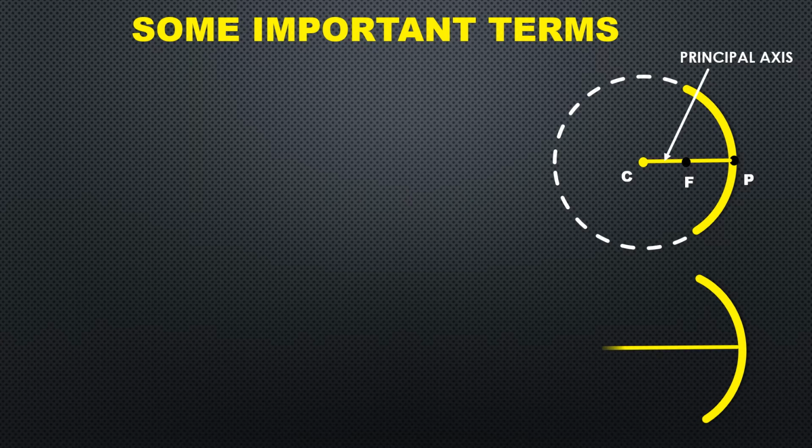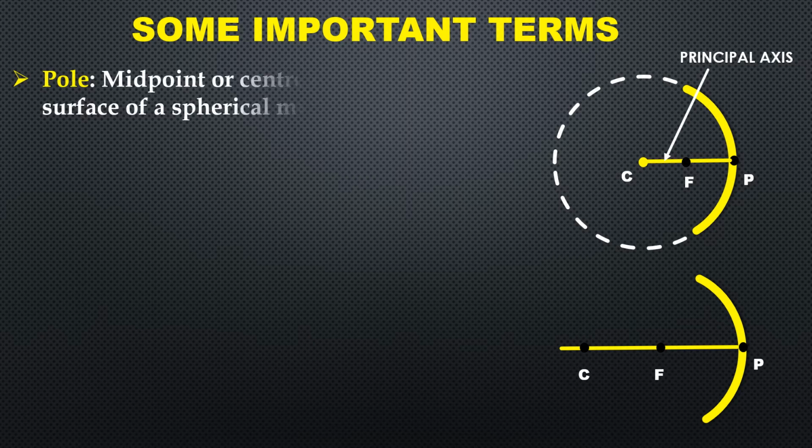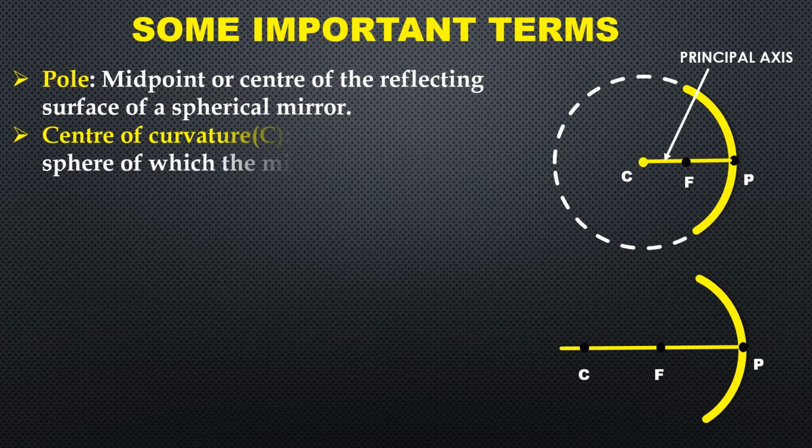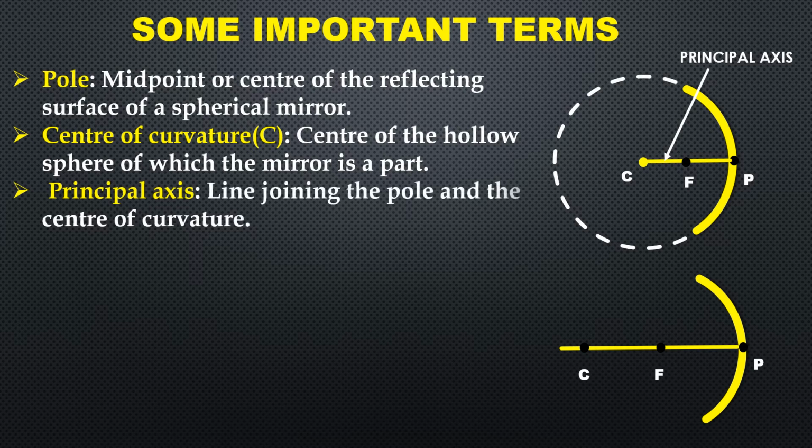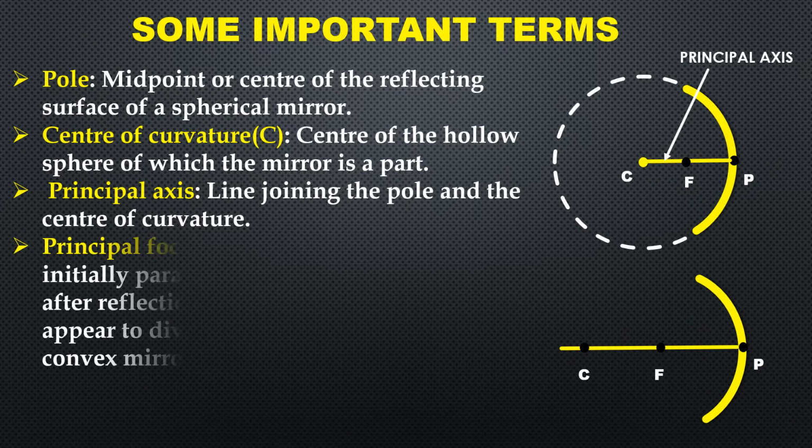So we can understand it in this way. This is our mirror, the principal axis, the pole of the mirror P, the center of curvature of the spherical mirror C, and the principal focus represented by capital F. So these are the important terms. Pole is the midpoint or center of the reflecting surface of a spherical mirror, as I have explained through the diagram here. Center of curvature is the center of the hollow sphere of which our mirror is a part, as I have explained here in the diagram. Principal axis is the line joining the pole and the center of curvature. I explained it just now.